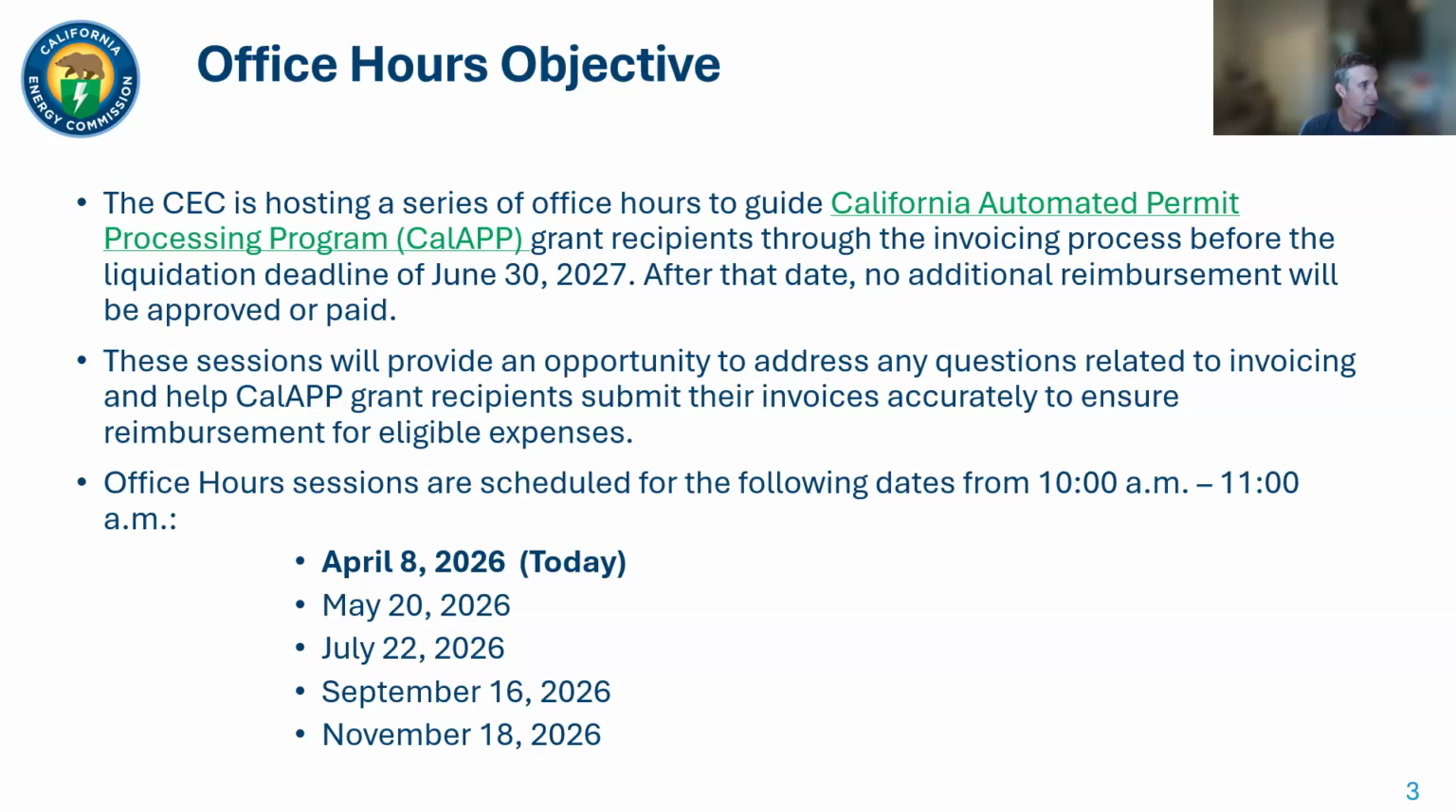Only jurisdictions that were awarded a CalAPP grant will be eligible for invoicing at this time. This is not a new funding opportunity. Please remember the liquidation deadline for CalAPP is June 30, 2027. Submit all invoices by April 30, 2027 at the latest to allow for adequate processing time.